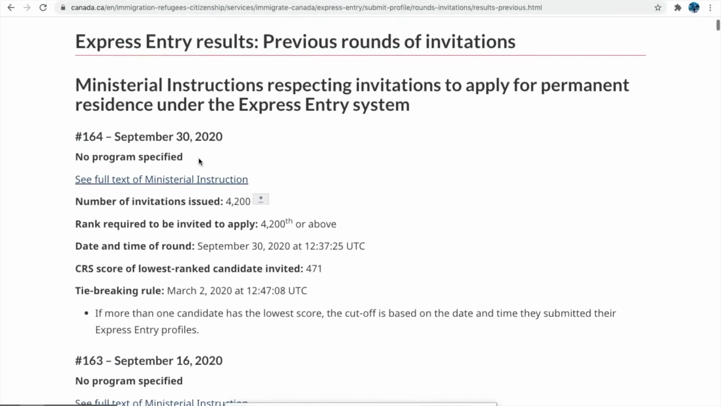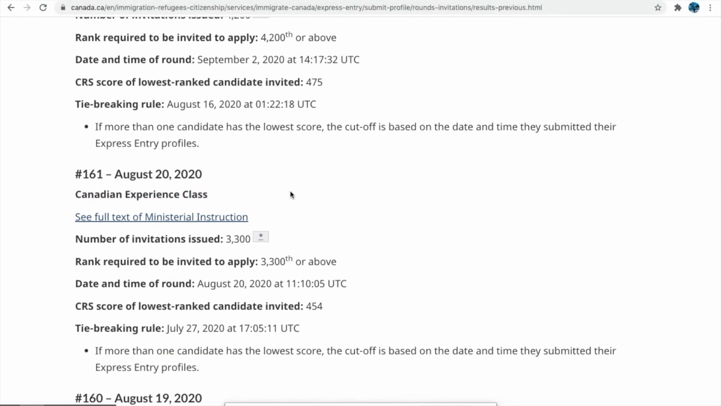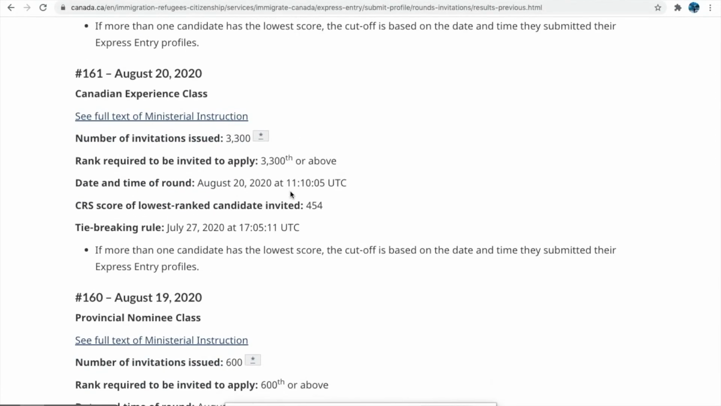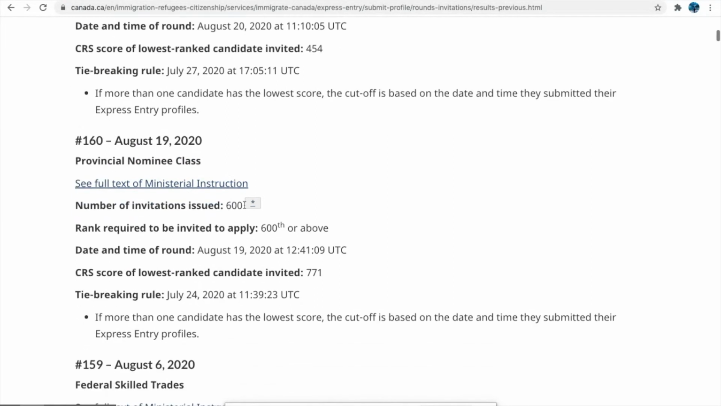We also need to look at the program. If it says no program specified, that means everybody is eligible for that. But if it says Canadian Experience Class, then the people who are already in Canada are the ones who are eligible. For provincial nominee, if any province nominated you, you directly get 600 points. You will see the CRS for this one will always be higher. So this one was 771.